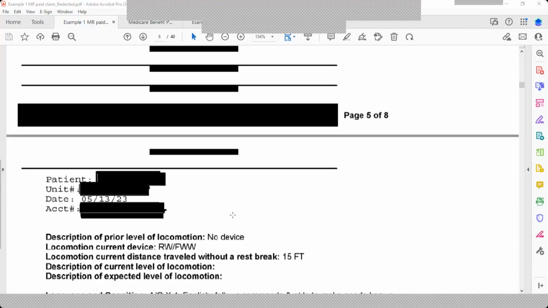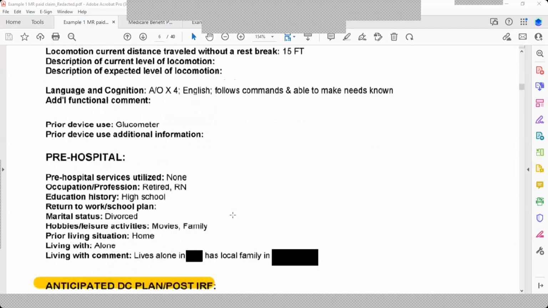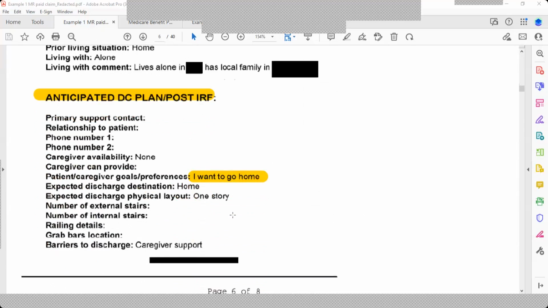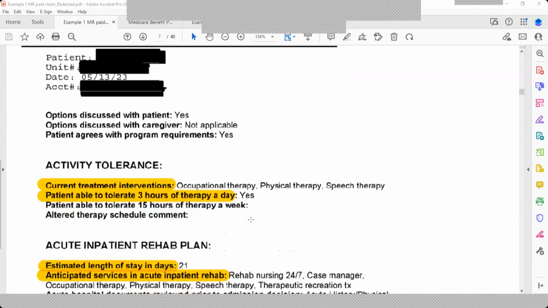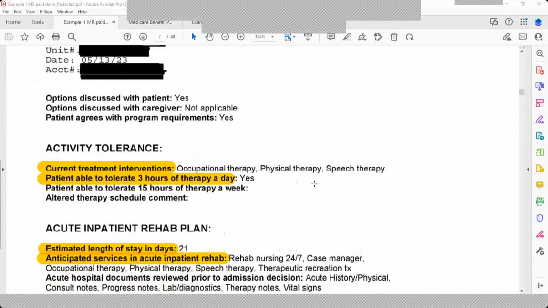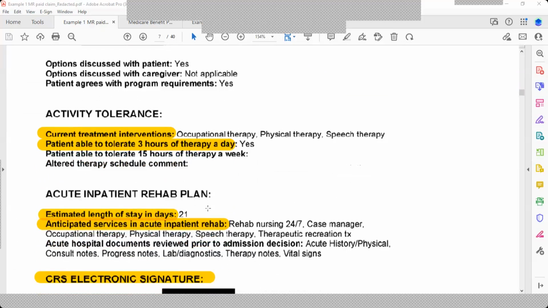The anticipated discharge plan after the IRF is listed on page 6. So the patient reports that he would like to go home following his IRF stay. On page 7, we have the patient's current plan of treatment of occupational therapy, physical therapy, and speech therapy. He reports the patient can tolerate 3 hours a day of therapy, which is a requirement for qualifying for an intensive rehabilitation program. His estimated length of stay is 21 days. And then we also have the anticipated services listed.